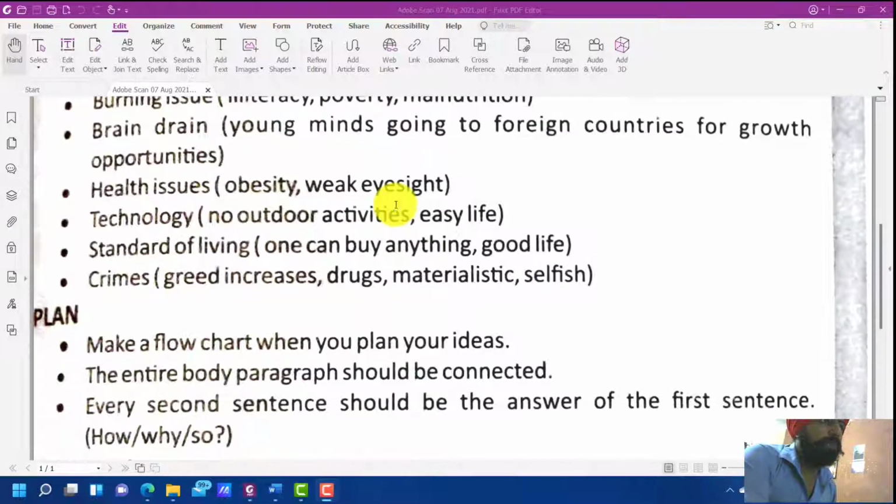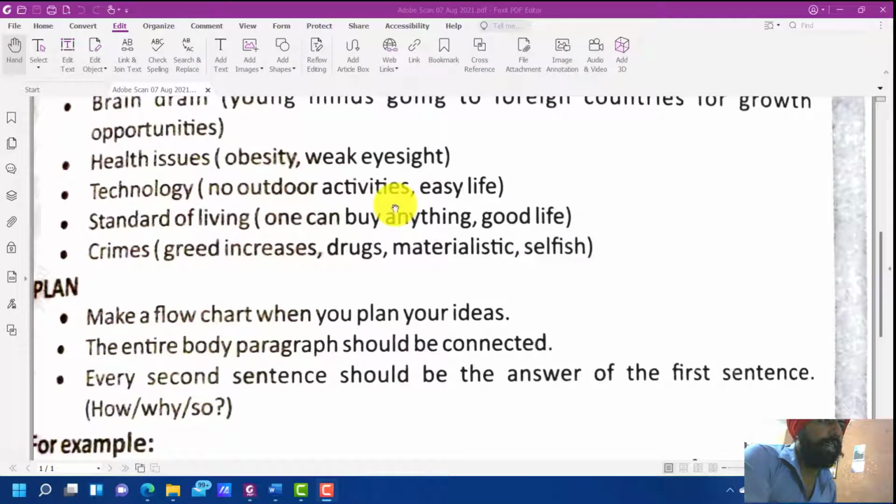In the next part, which is the plan, just make a flow chart. When you plan your ideas, you need to make a flow chart. For example, take crime: what things are going to be included in crime? Greed increases, maybe drugs, materialism, or selfishness. According to that, you need to make a flow chart in your mind.